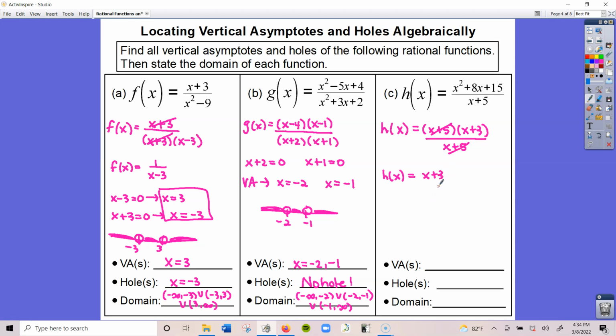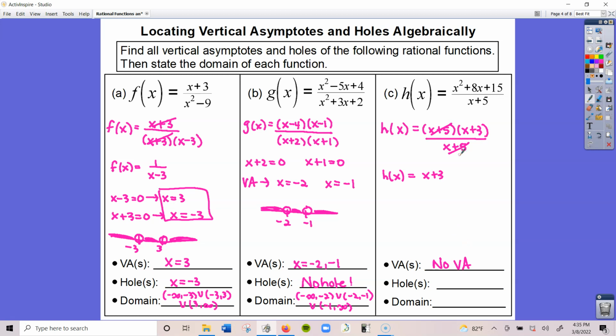So x plus 3. In terms of my vertical asymptote, you see how we no longer have a denominator. If we do not have anything left in the denominator, then there is no vertical asymptote.